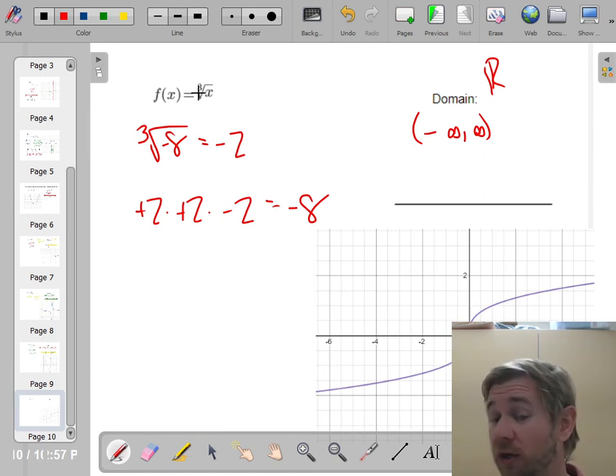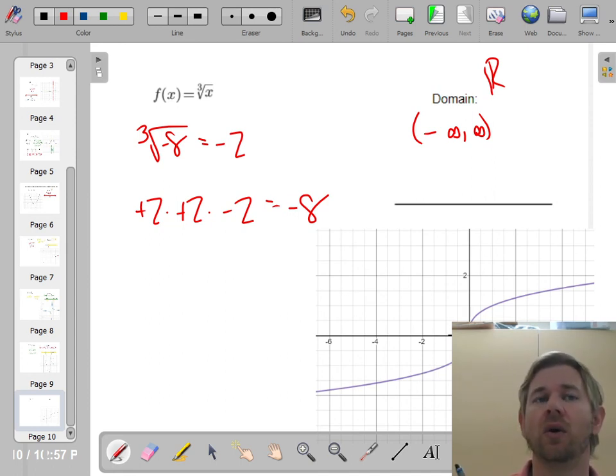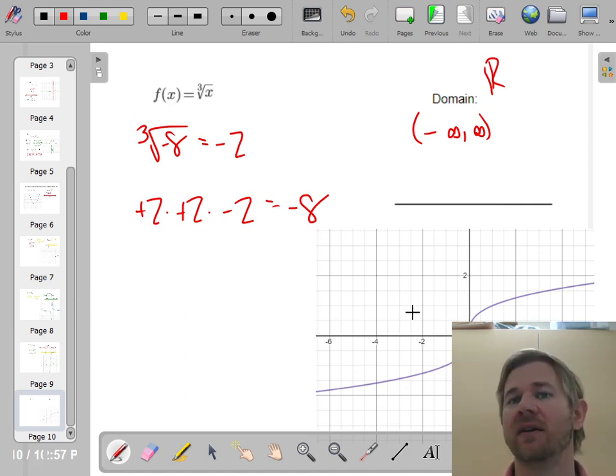So if it's a cube root or a fifth root or seventh root, those odd roots, it's fine. You can take the cube root of anything. So there are no domain restrictions. You can see in the graph, yeah, we took the cube root of -4. We took the cube root of -2. We took the cube root of 0. They're all fine. There are no holes in the graph, which means the domain is all real numbers, and the way we say that in interval notation is from -infinity to infinity.